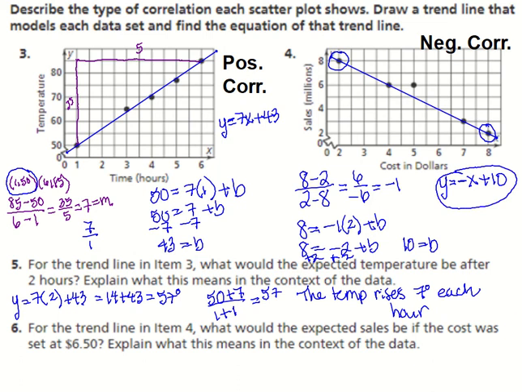So that takes us to question number 6. For the trend line in item 4, what would you expect sales to be if the cost was set at $6.50? Explain what this means in the context of the data. So I'm actually not going to finish that problem. I'm going to have you guys finish it, and then we will see how it goes when we get back to class. Okay, so I'm going to leave this one blank, and we'll talk about it in class.